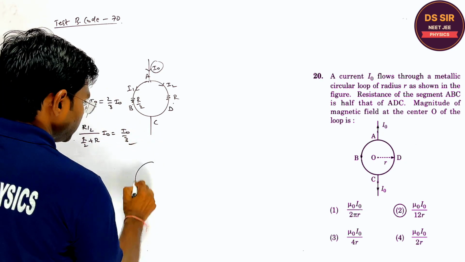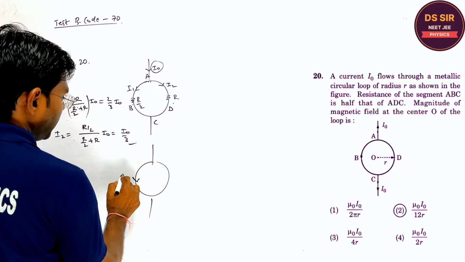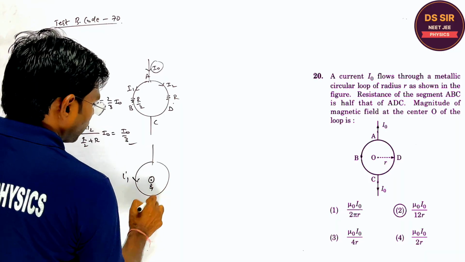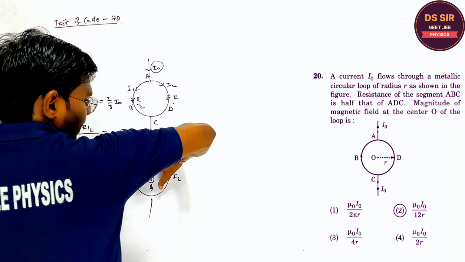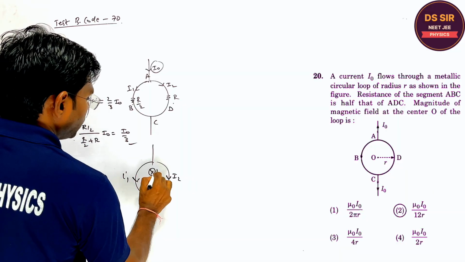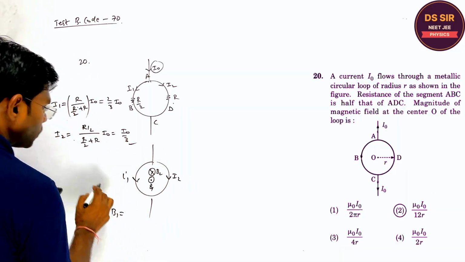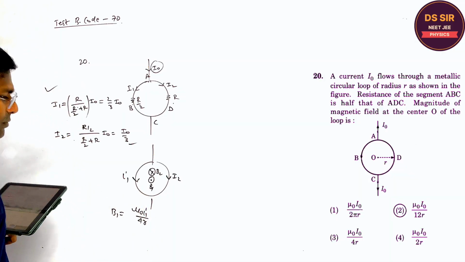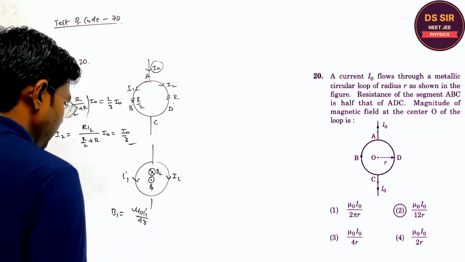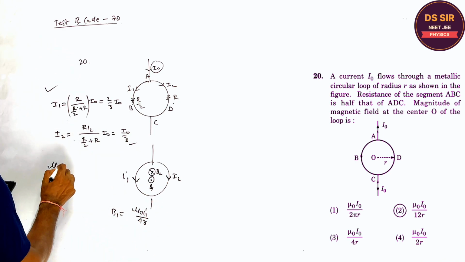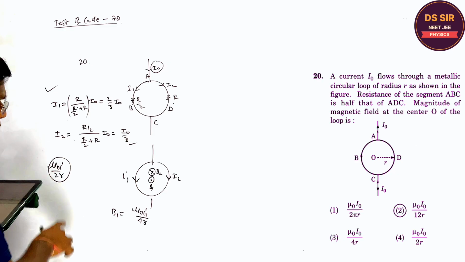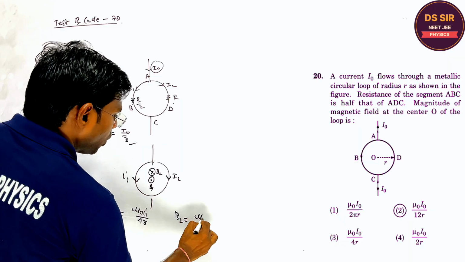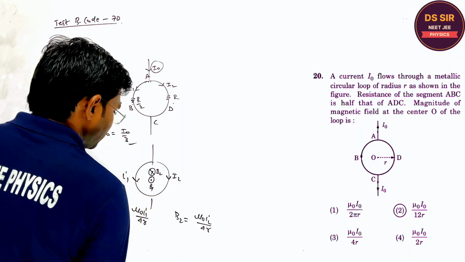Listen one thing. If you consider this semicircle, because of this current I1, the magnetic field B1 is out of the board, and because of the other current, the magnetic field B2 is into the board, right? So what is B1? Due to the semicircle it is mu naught I1 upon 4R. It is the magnetic field due to the semicircle because the magnetic field at the center of a circle is mu naught I upon 2R. So half of this is 4R, and B2 is mu naught I2 upon 4R. Is it clear or not?